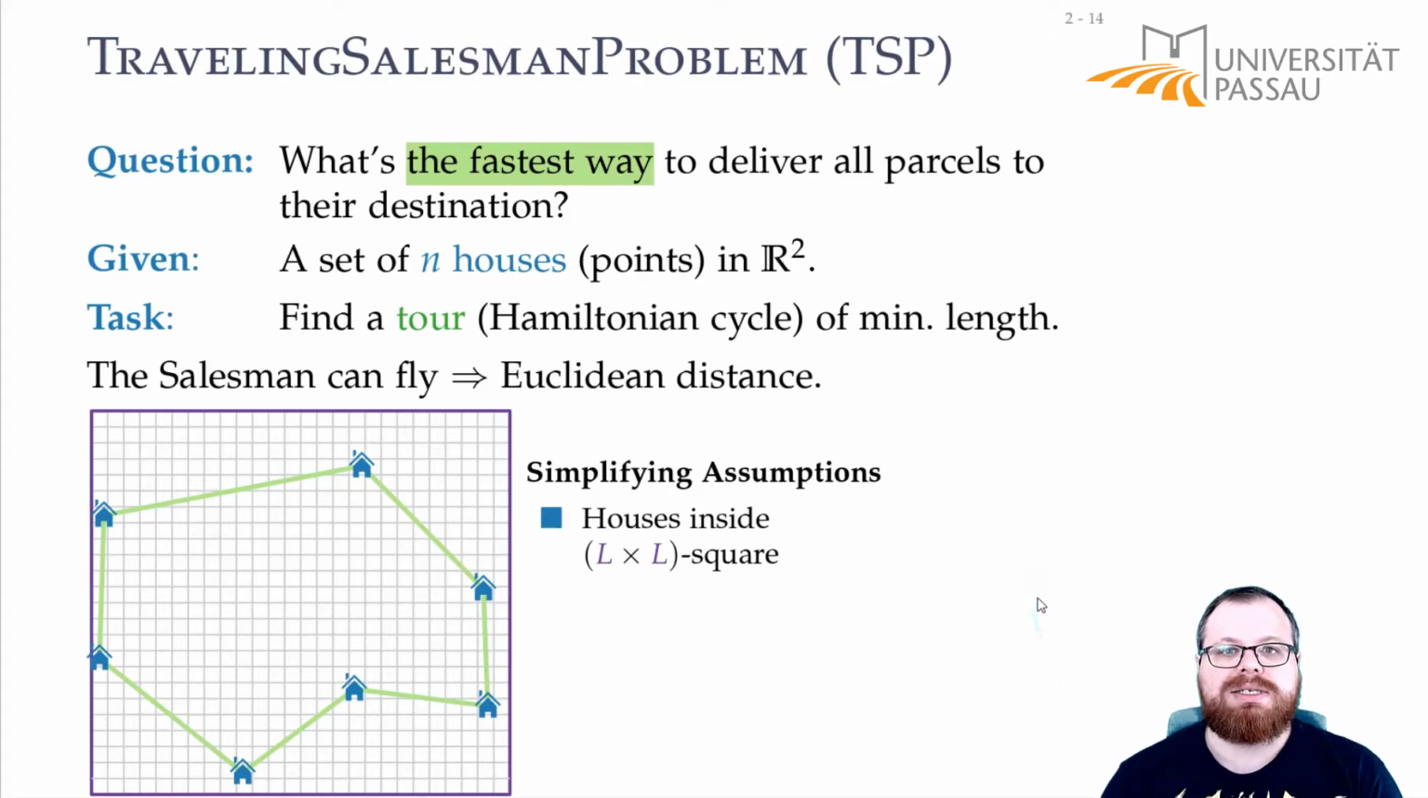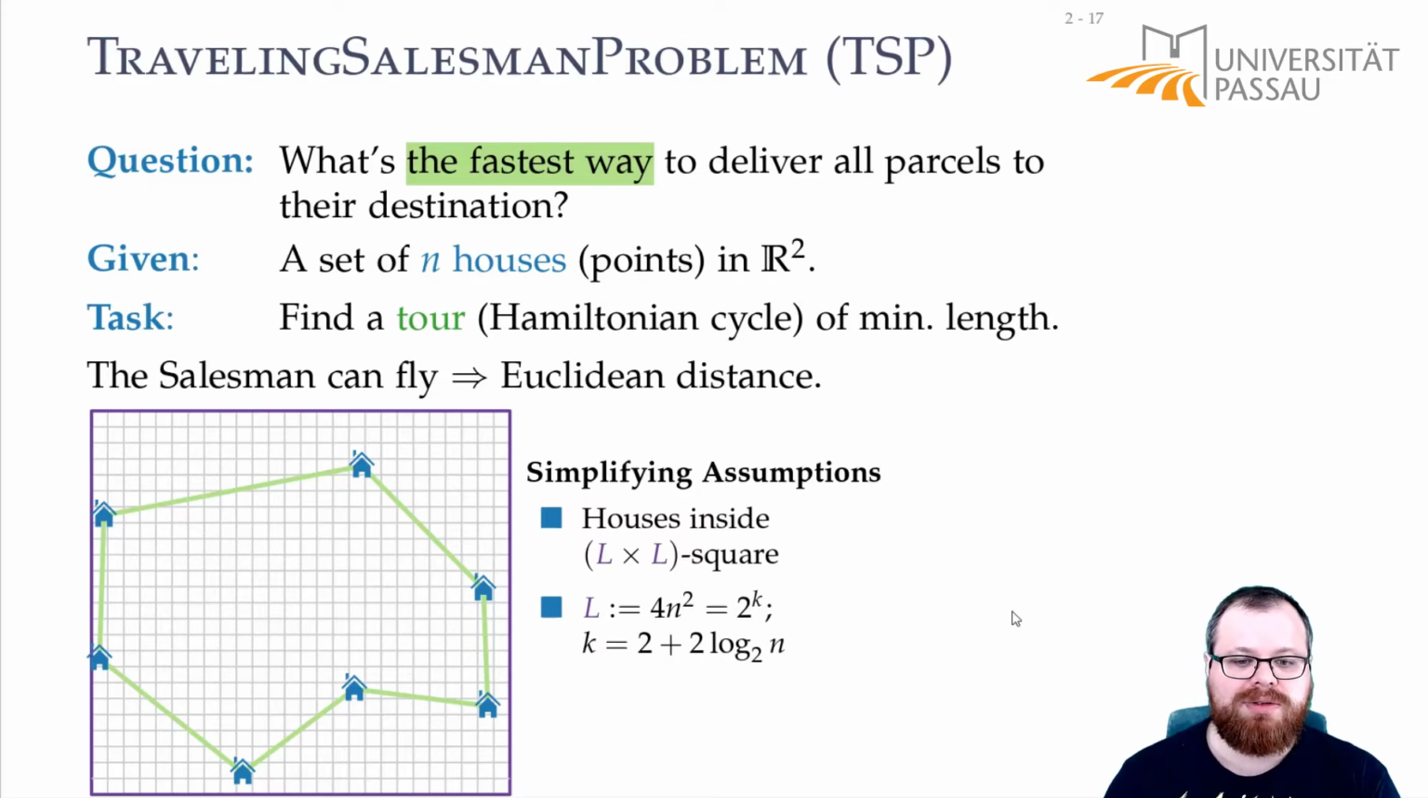Then we also assume that the size of this square is exactly 4 times n squared. As I told you, we can pick this L however we want, so it's fine. Just pick 4n squared, scale everything, it's good. And we know that 4n squared can also be expressed as 2 to the k if we choose k to be exactly 2 plus 2 log n. We will use that k in the next part.